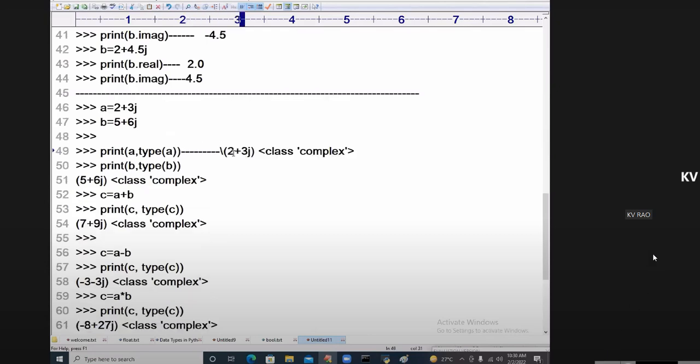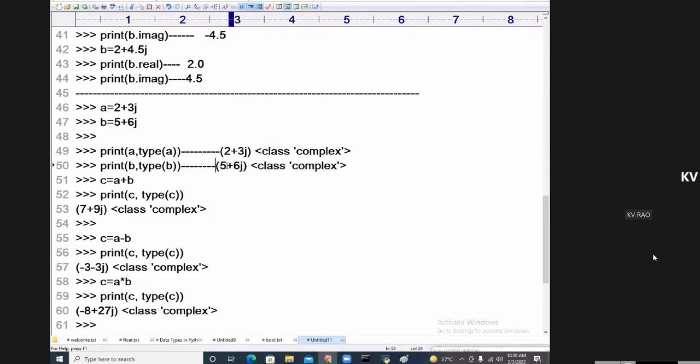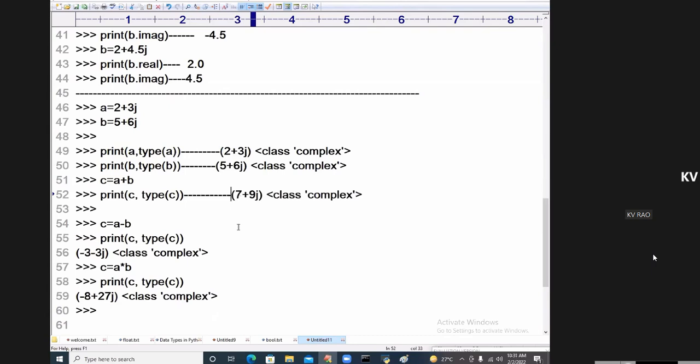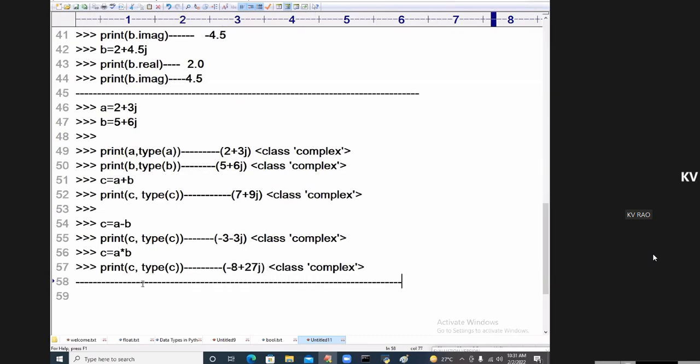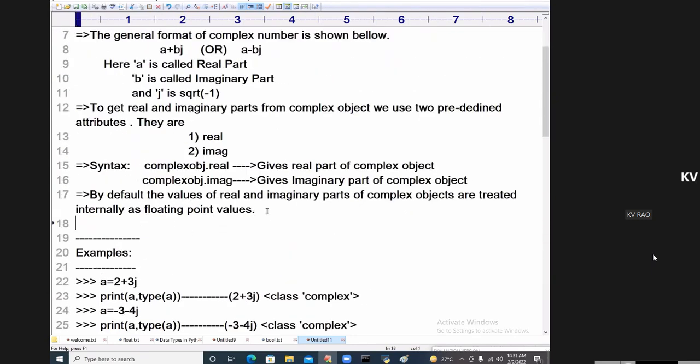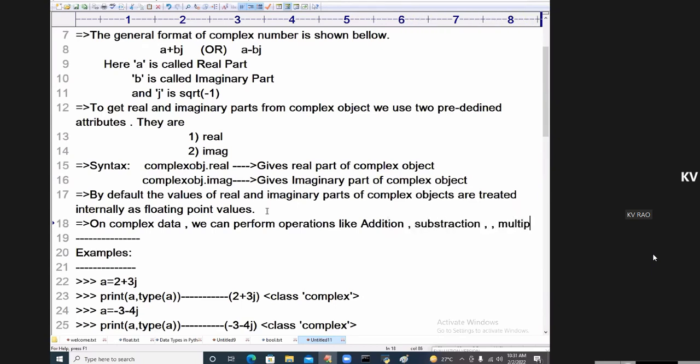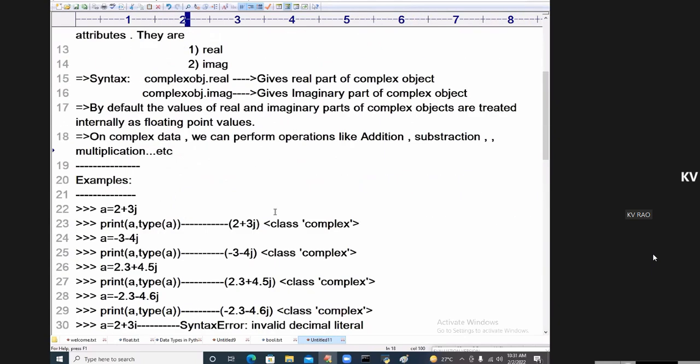So on complex numbers, with my explanation, you can do all the arithmetic operations. Students, I'm going to give you clarity on this area. This comes under which data type? This comes under complex numbers. I can write one point here on complex data: we can perform operations like addition, subtraction, multiplication, and so on. When I come to the operators, I will explain and show you.